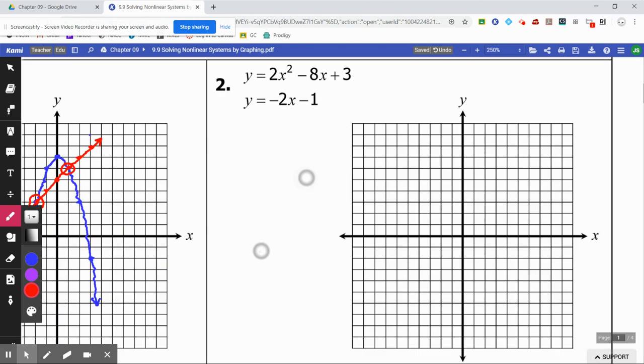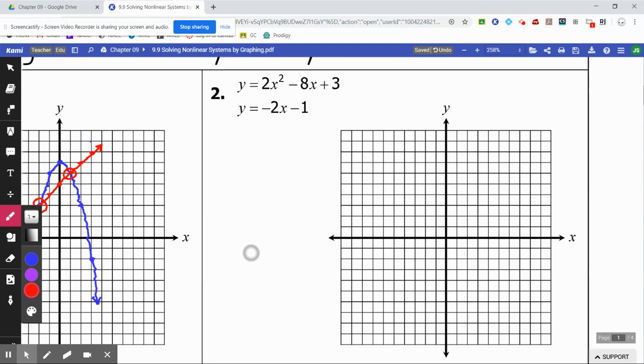Now another method, if you have a parabola, here's another option. You can find your axis of symmetry. If you don't remember, x equals negative b over 2a. So in this case, negative b would be 8 over 2 times a would be 4. So my axis of symmetry is going to be x equals 2.